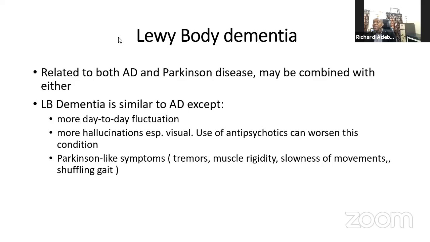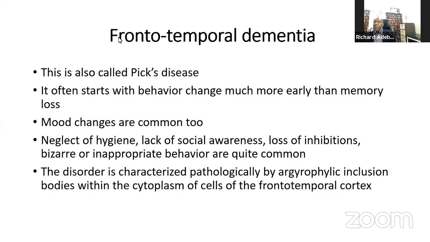That's the next slide. It often starts with behavioral change, much earlier than memory loss. So the difference between this and Alzheimer's is that the behavioral changes tend to occur much earlier. There are mood changes. These are common too, compared with Alzheimer's dementia. Mood changes are very common here too. Behavioral changes are quite common. The disorder is characterized pathologically by argyrophilic inclusion bodies within the cytoplasm of cells of the frontotemporal cortex.